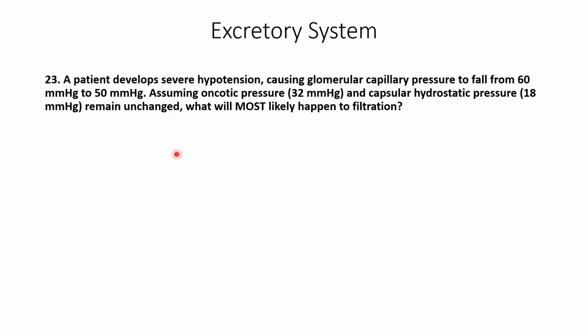So a patient, this is just an example. If a patient develops severe hypotension, which can cause glomerular capillary pressure to fall from say 60 mmHg to 50 mmHg. Now assume that the oncotic pressure, and we talked about what oncotic pressure and capsular hydrostatic pressure are, remain unchanged. What will most likely happen to the filtration in the kidney?